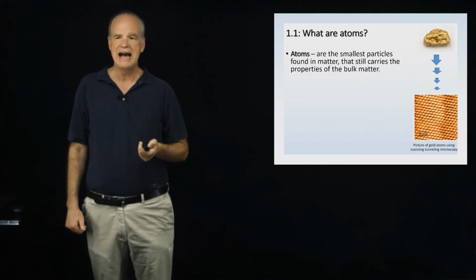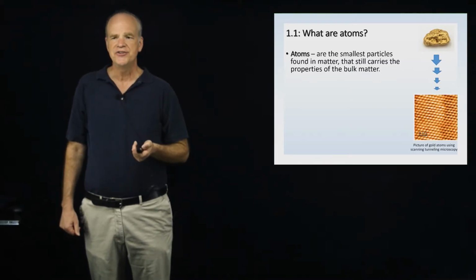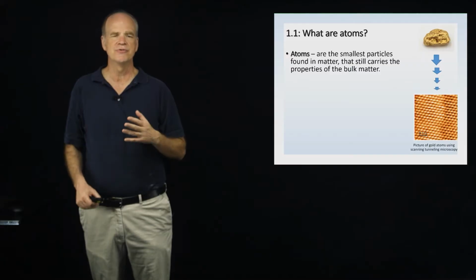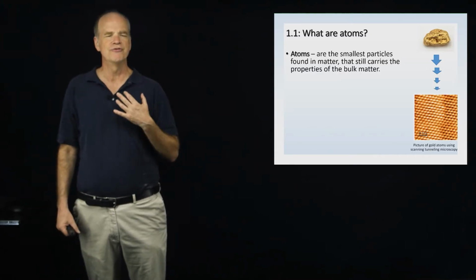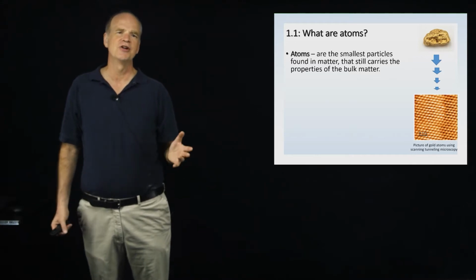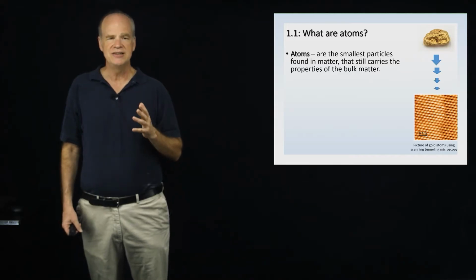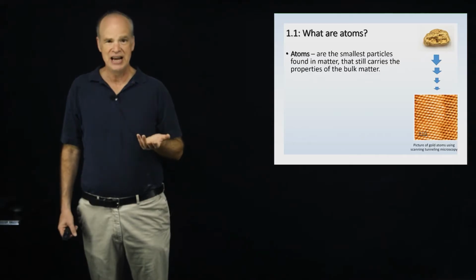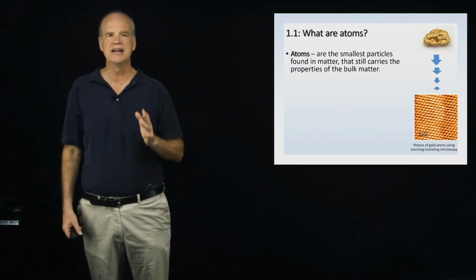Okay, so what are atoms? Atoms are the smallest particles found in matter that still carry the properties of the bulk matter. Let me explain this with an example. Let's say you were lucky enough to find a gold nugget, and you were feeling generous and wanted to pass out pieces of it to your fellow classmates. You might use a simple physical means, maybe a hammer or a sledgehammer or something really solid, to break up the gold nugget into pieces.